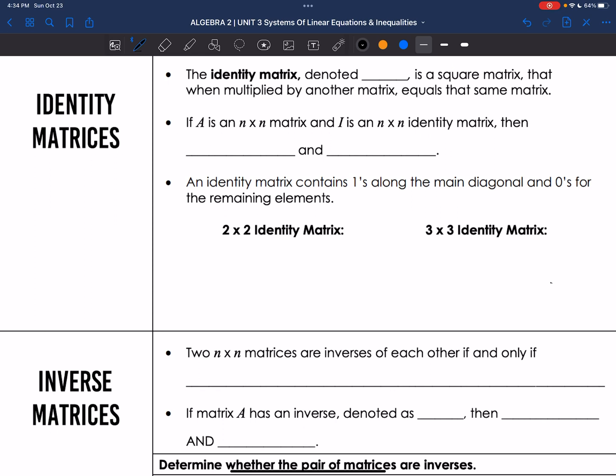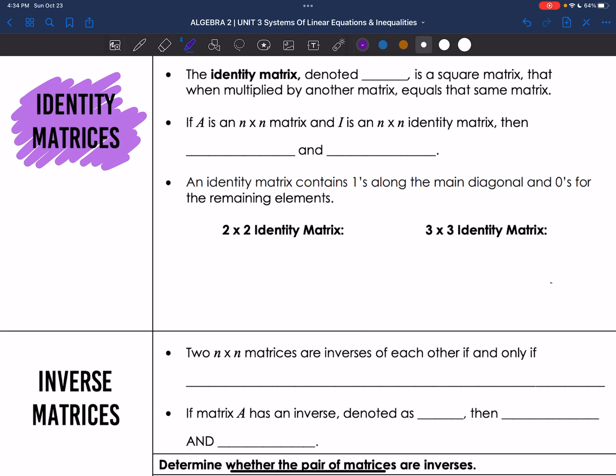In this episode, in our unit on systems of linear equations and inequalities, we are going to be discussing matrices with the goal of solving our systems using these matrices. So let's go ahead and get started. Before we can begin solving our systems, we are going to need to discuss a couple of big topic ideas related to matrices. The first is that of an identity matrix.